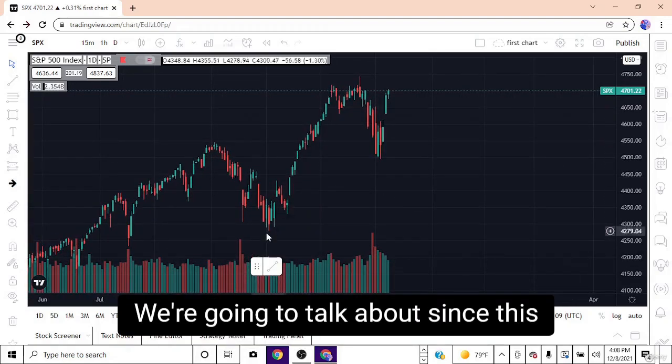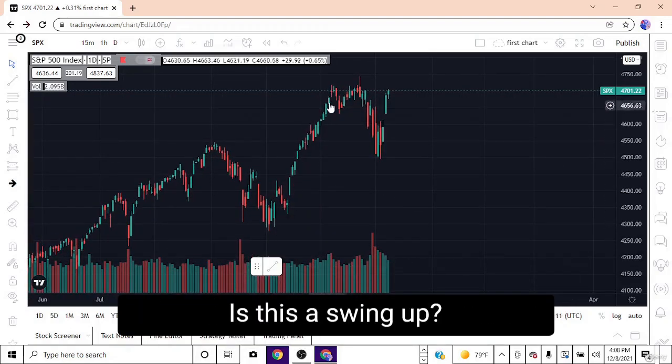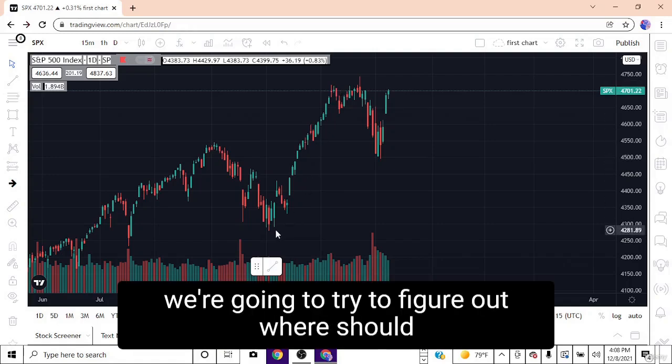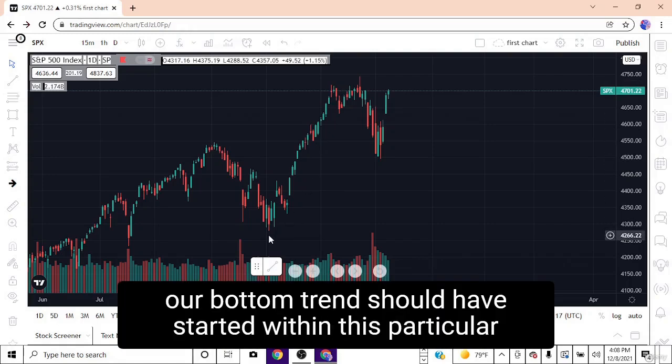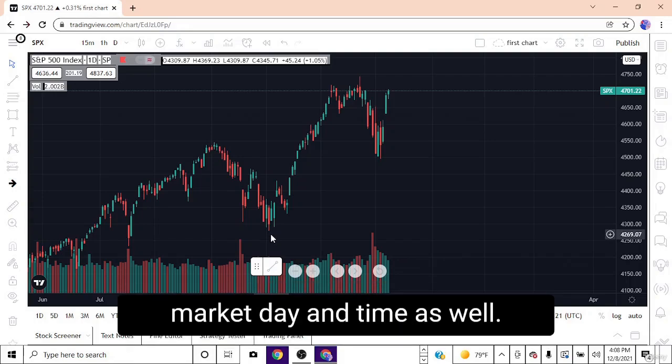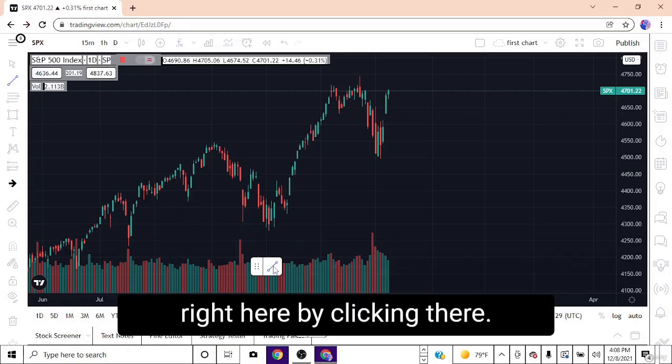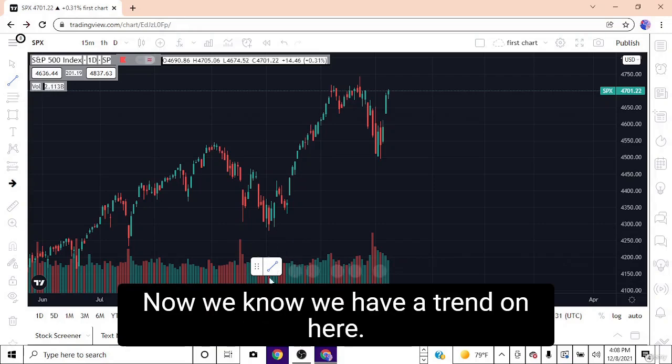We're going to talk about, since this is a low area right here, this is a swing up, we're going to put a trend right there. And we're going to try to figure out where our bottom trend should have started within this particular market, and market day and time as well. So we grabbed our trend. We could have grabbed it from right here by clicking there. Now we know we have a trend on here.